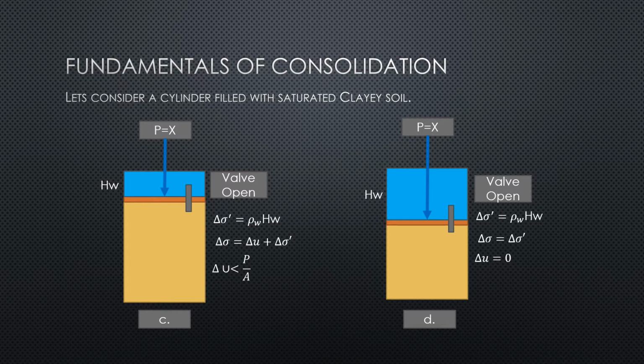In figure D, the water is already expelled. So there is no water content left in the clay soil. In this case, the pore water pressure is equal to 0. The increase in effective stress is equal to the unit weight of water times height. And in this case, the total stress is equal to the effective stress because the water has already been expelled.